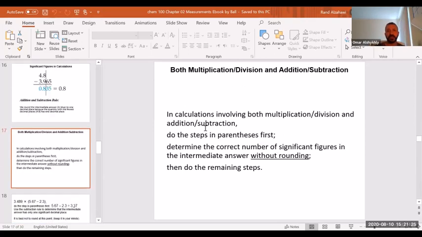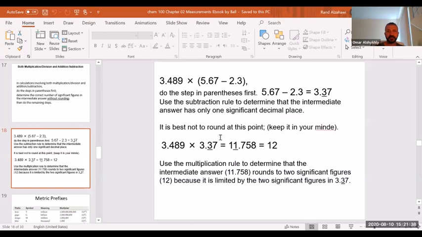Okay, now, if we have both multiplication, division, and addition, subtraction, we will do inside the parentheses first, and then we will finish the calculation. So here, for example, I have 3.489 times parentheses, subtracting. First of all, we will get 5.67 minus 2.3. Do the calculation. Don't round the number, guys, during the steps. We will round only on the last step.